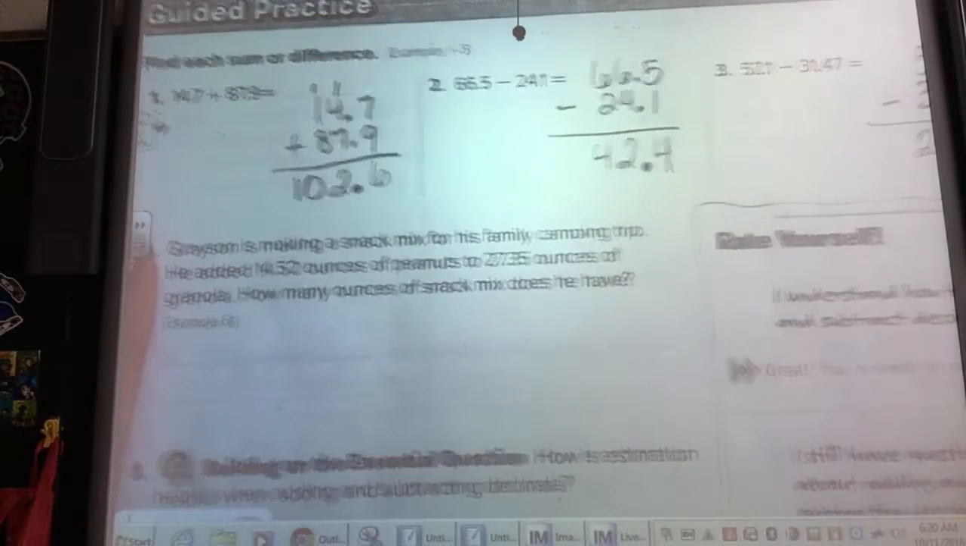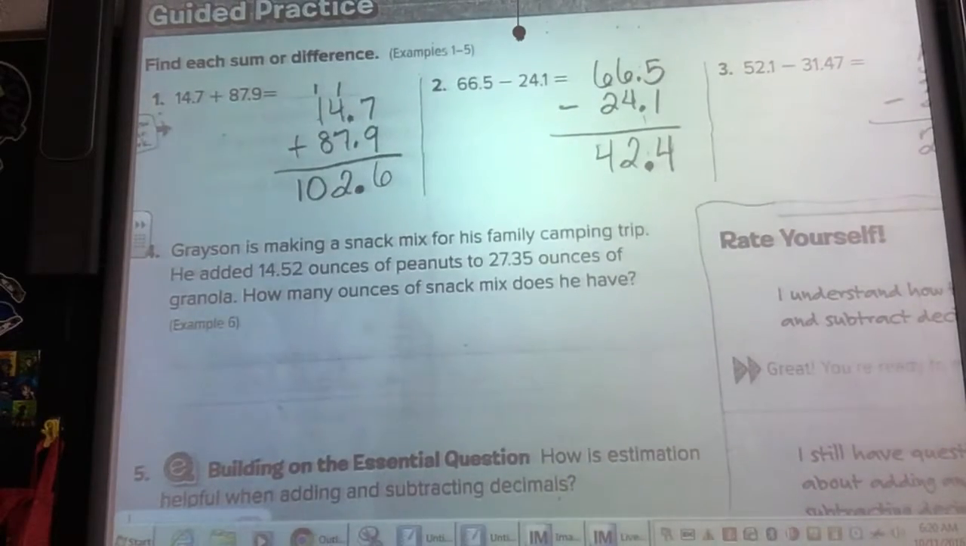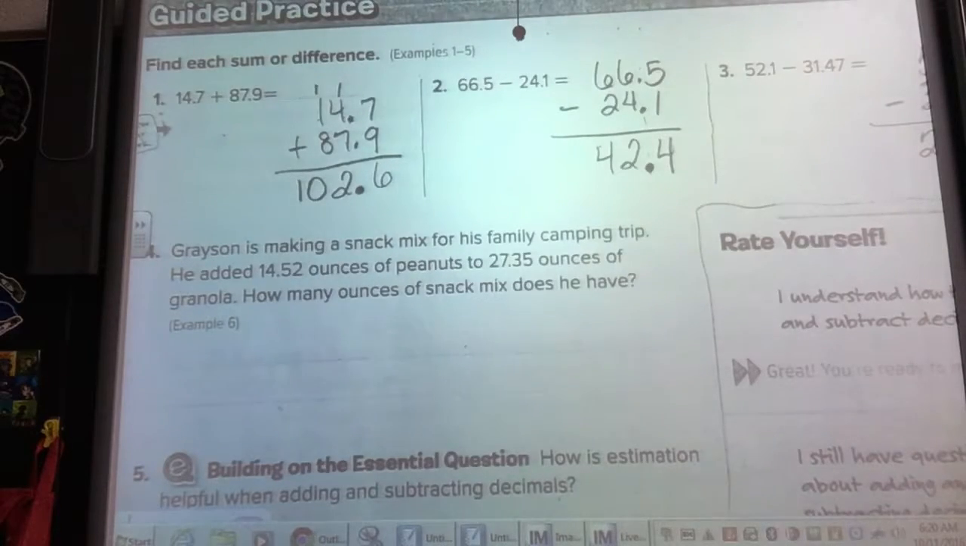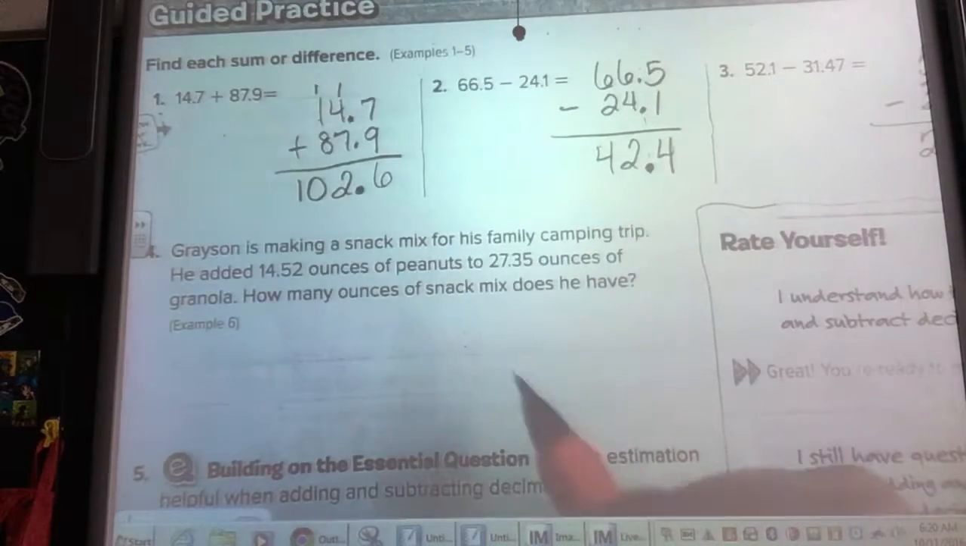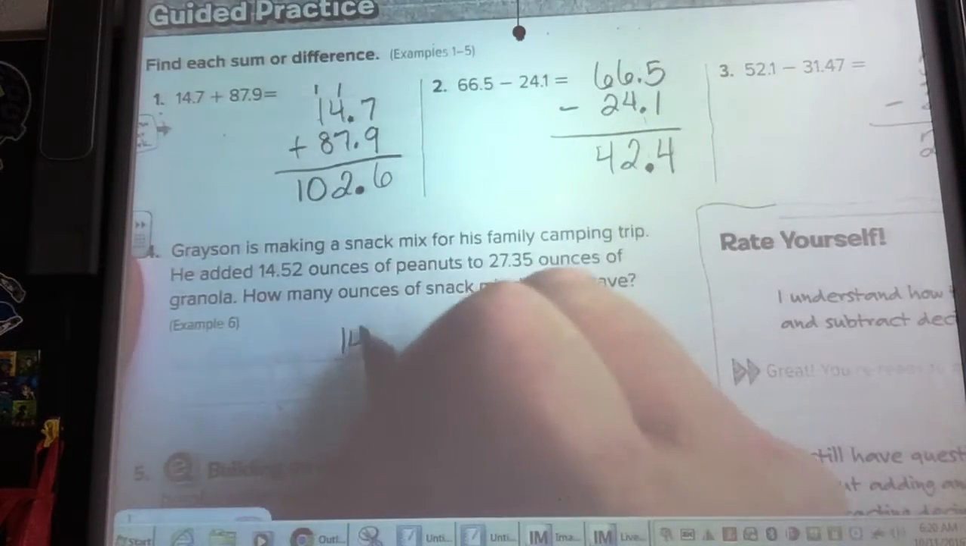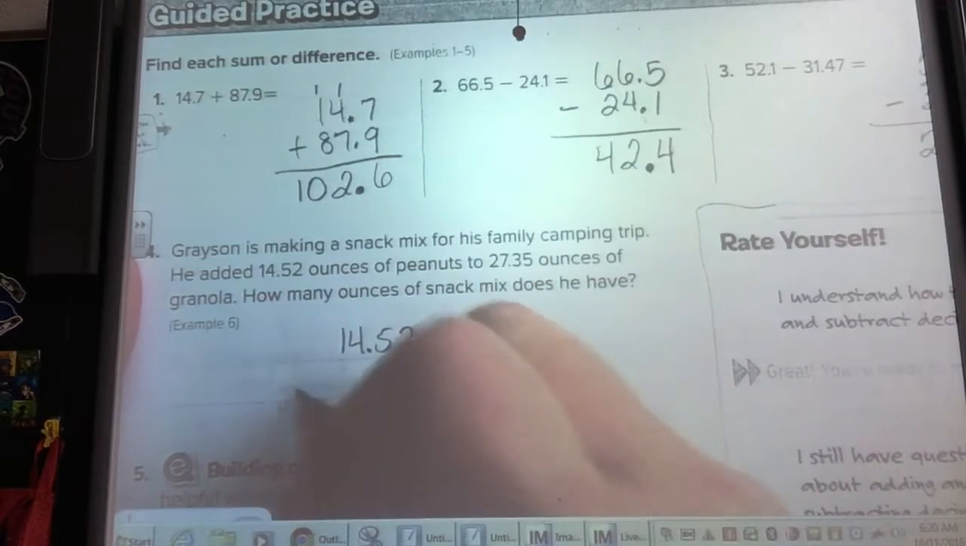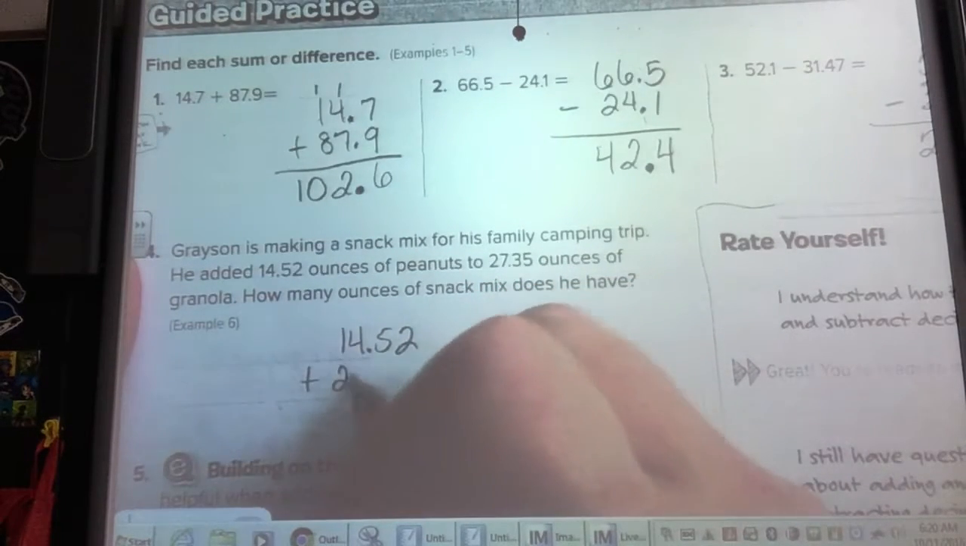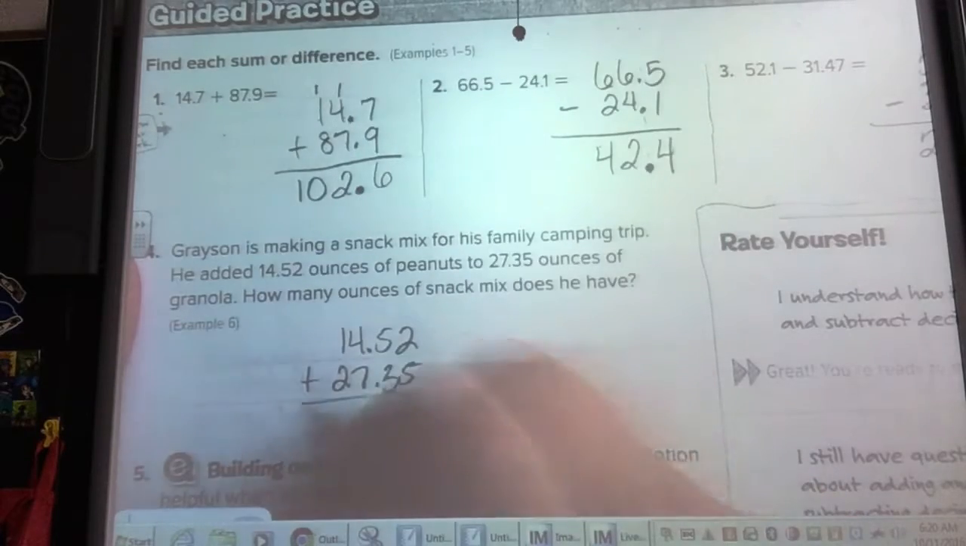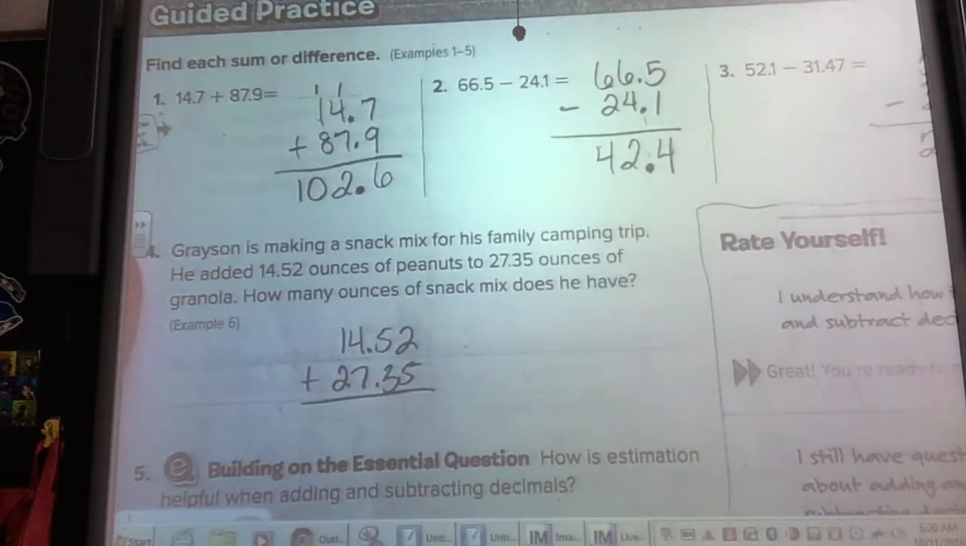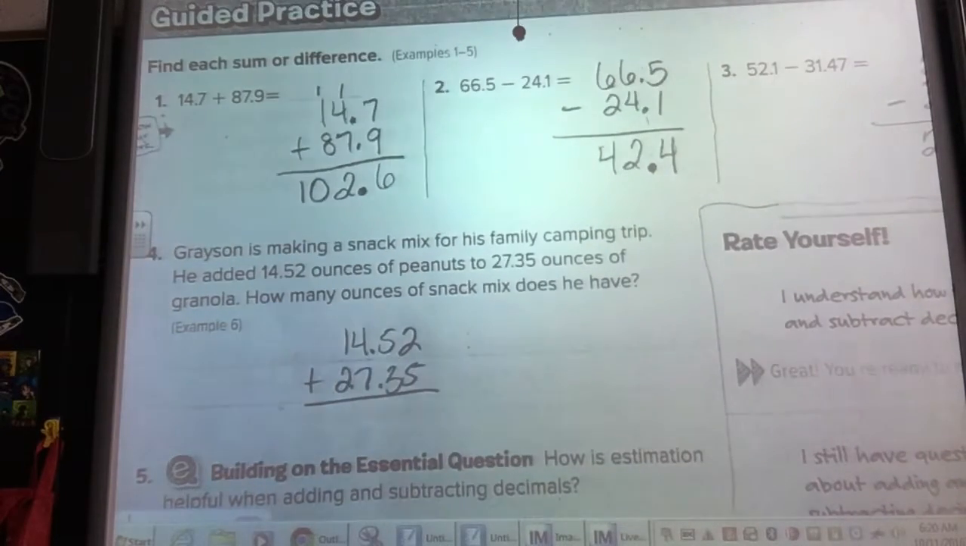All right, we've got one more. Grayson is making a snack mix for his family camping trip. He added 14.52 ounces of peanuts to 27.35 ounces of granola. How many ounces does he have? All right, so all we've got to do is add them together. 14.52 plus 27.35. Why are we adding instead of subtracting? Right, it doesn't tell us that he took something out. He's talking about adding things in together.